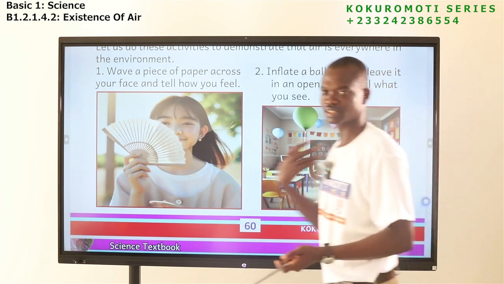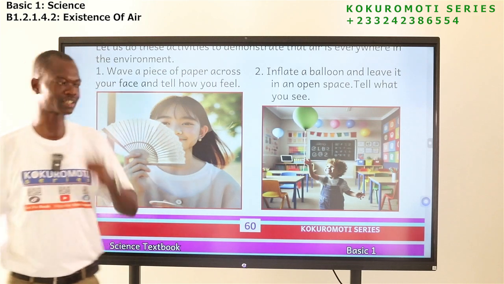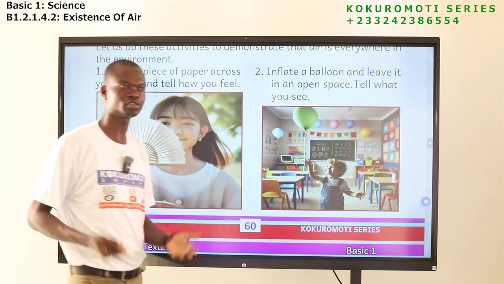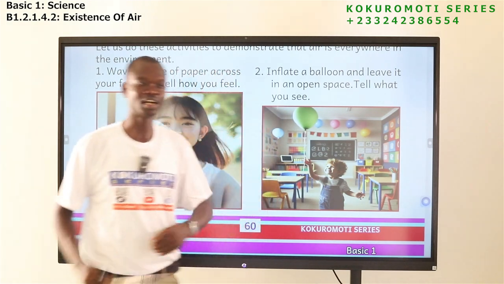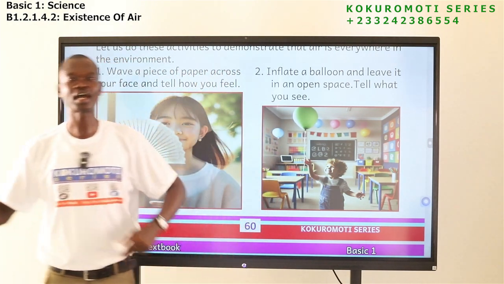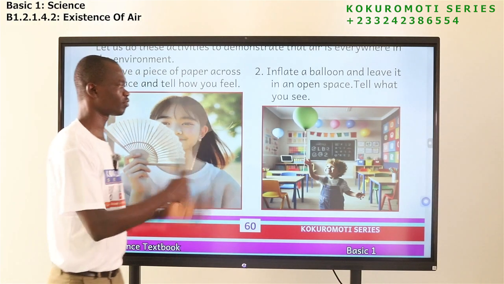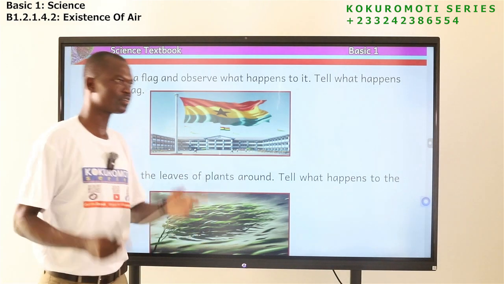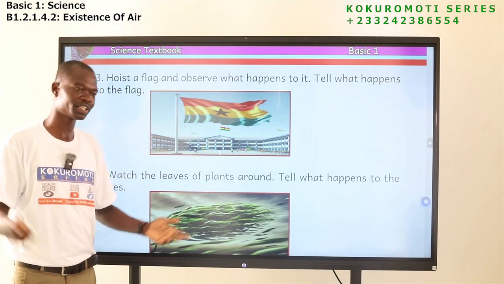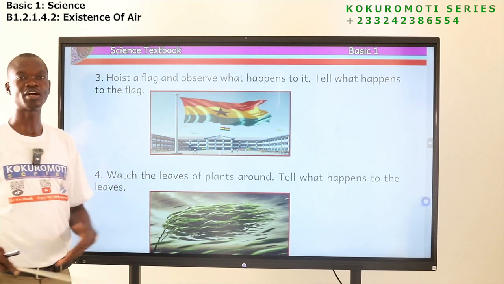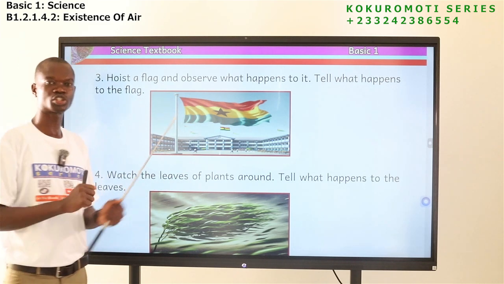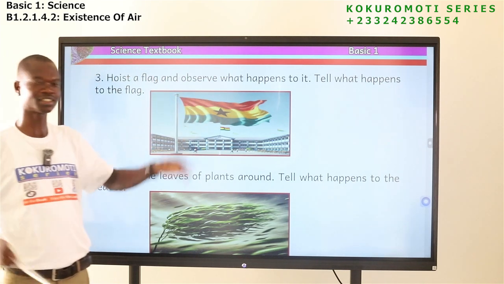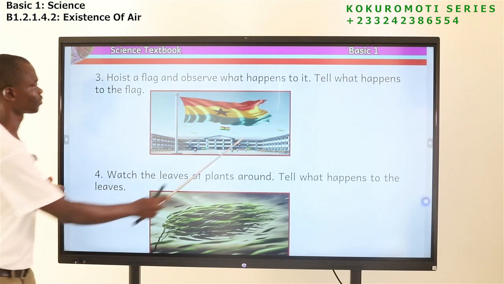If you have a fan and you wave it across your face, it will give you air. In your classroom or outside the classroom, if you fill a balloon with air and leave it, air will blow it away. It tells you that wherever you go, air is there. If you have a flag, or something you hang, you see that air will be blowing it. Even in the house, when your mother finishes washing and she hangs your dress on the drying line, you see that air will be blowing it. So wherever you go, there is air.